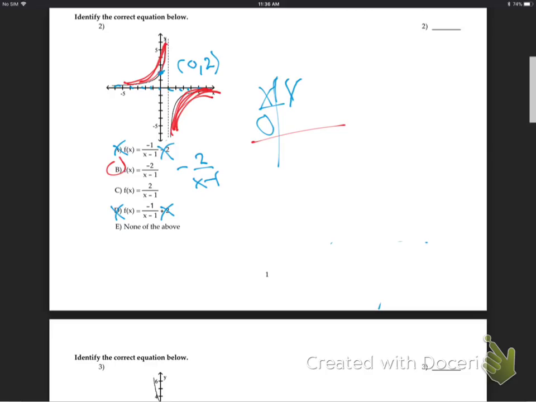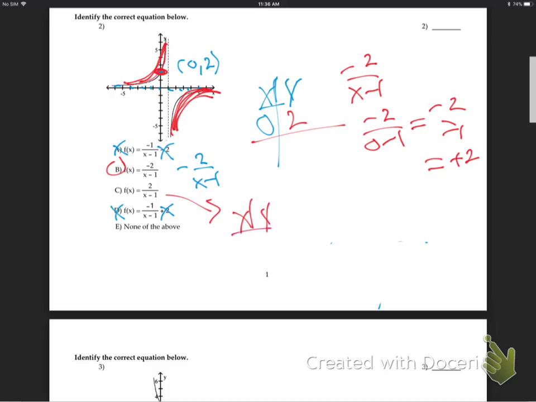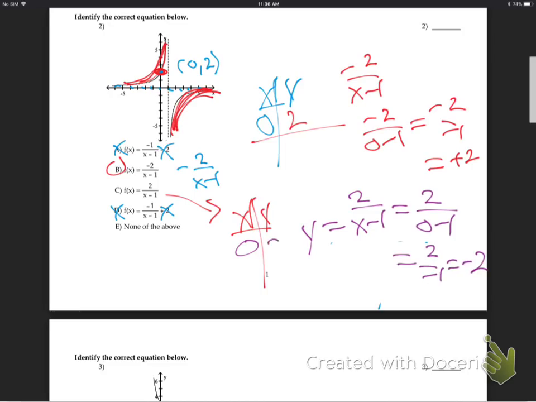Plug in the 0. -2 over x minus 1. So -2 over 0 minus 1. So -2 over -1. Positive 2. Over 0 up 2. Yeah, beautiful. Over 0 up 2. If you plugged into C, it wouldn't work. I'll show you. If you plug 0 into C, you're going to get y equals 2 over x minus 1, 2 over 0 minus 1, 2 over -1, -2. No. B it is. Good?